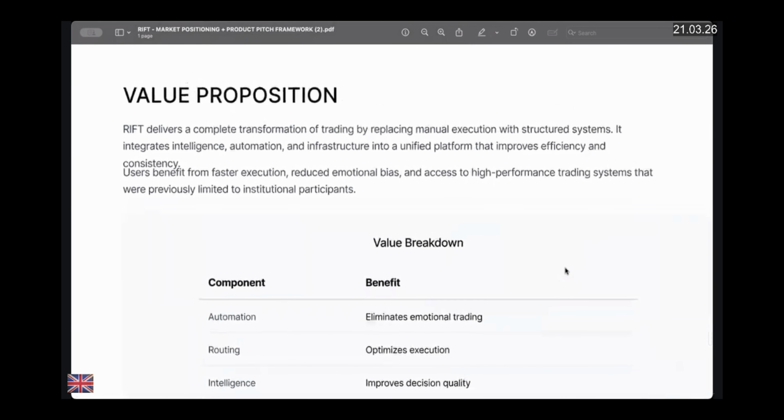So let's look at the value proposition of the strategies that are there in the auto trading engine. Rift delivers a complete transformation of trading by replacing manual execution with structured systems. It integrates intelligence, automation, and infrastructure into a unified platform that improves efficiency and consistency, because you always make profits with the automated trading engine. There is no chance of making a loss. Users benefit from faster execution, reduced emotional bias, and access to high performance trading systems that were previously limited to institutional participants.